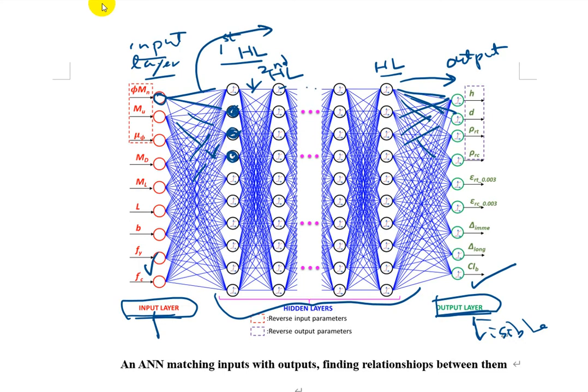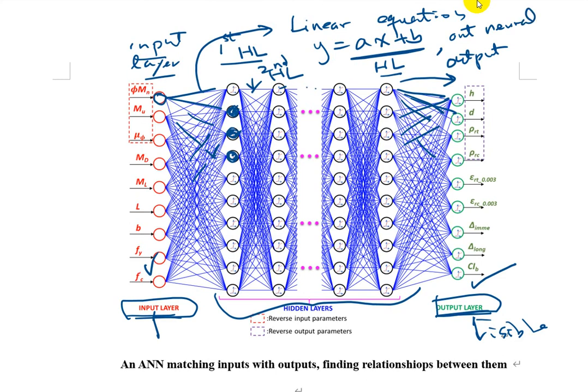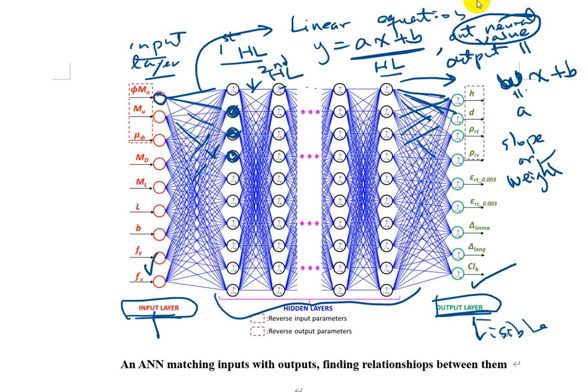All these straight lines just mean straight equations, first order linear equations. Linear equations can be expressed by ax plus b in general, and we're going to use w instead of a, and just b, so that your output neural value in the circle is equal to wx plus b. So w is similar to the a, which indicates slope or weights. And x is nothing more than the neural value of the previous layer.